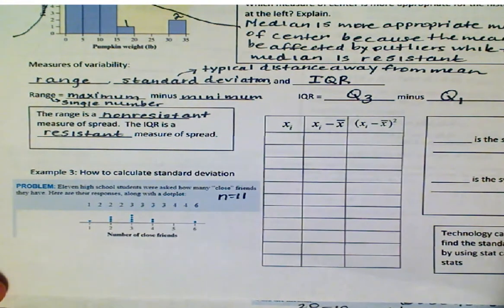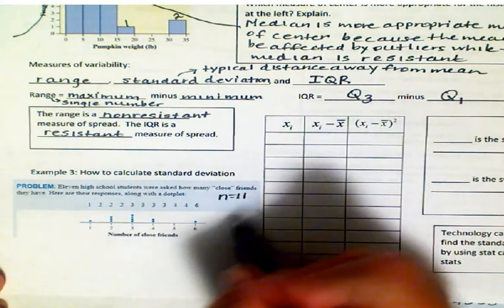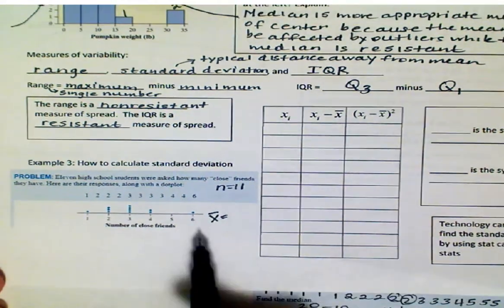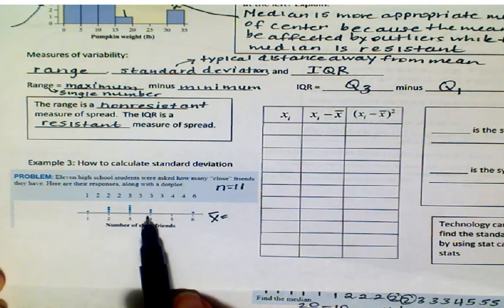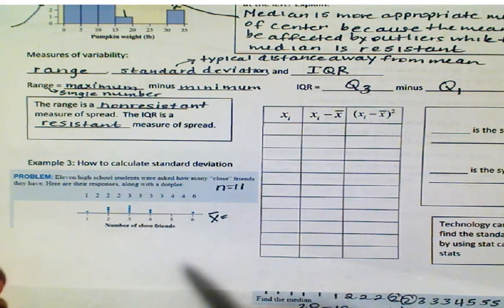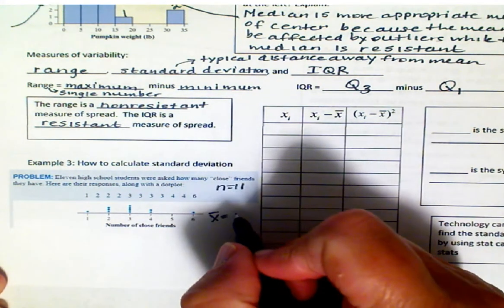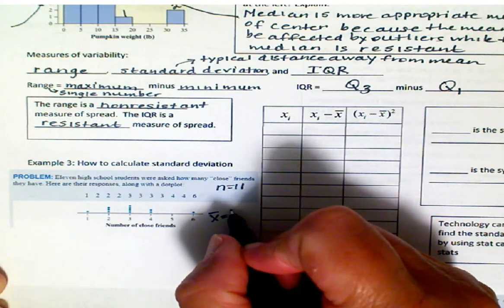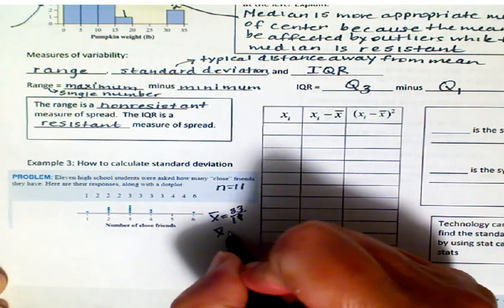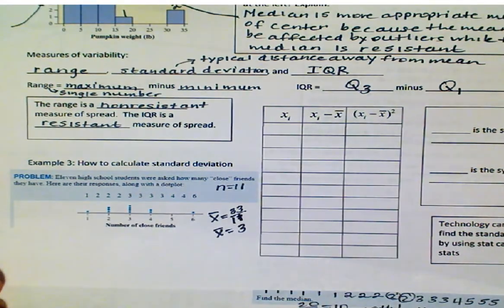Okay, so this is how you go through and find the standard deviation. The first thing you're going to do, if you had to do it by hand, is find the mean. The mean is important. It's part of the problem. So you would go through and calculate the mean. When you add all these up and divide by 11, it adds up to 33 divided by 11. So our mean of this data is actually 3.